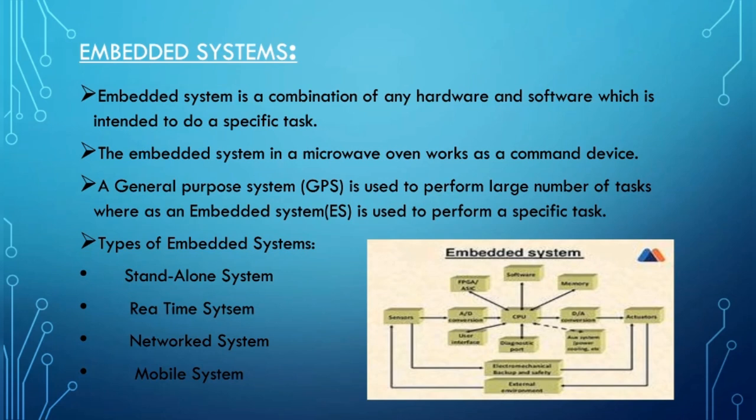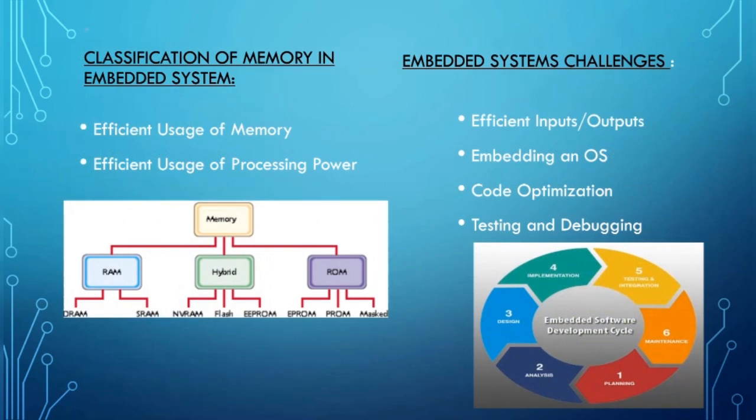The introduction. Embedded system. An embedded system is a combination of hardware and software which is intended to perform specific tasks. The types of embedded system: standalone system, real-time system, networked system, and mobile system. These are various real-time applications. The classification of memory in embedded system: the memory is divided into three types, RAM, ROM, and hybrid. Embedded system challenges are mainly code optimization, testing, and debugging.